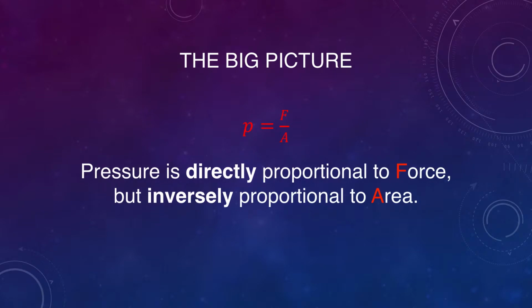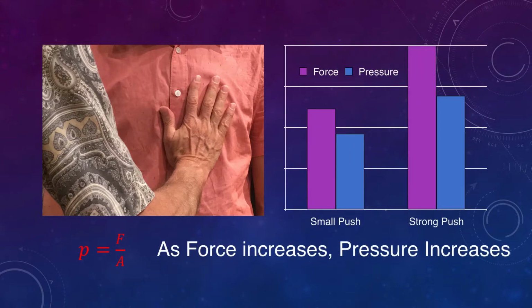The big picture. Pressure is directly proportional to force, but inversely proportional to area. Let's see what that means. Imagine that I am pushing you away from me with the palm of my hand. If I push you lightly, a small force, the pressure on your body will be small. If I push harder, a large force, the pressure on you will be stronger, since force and pressure are directly proportional.